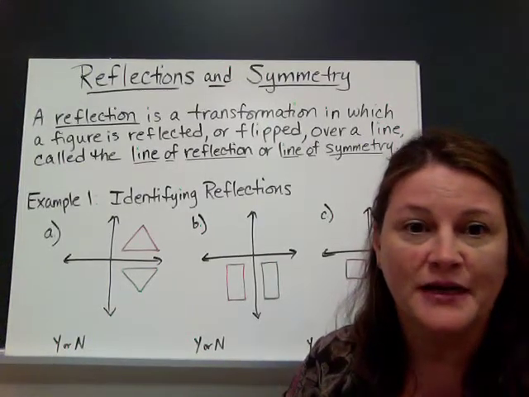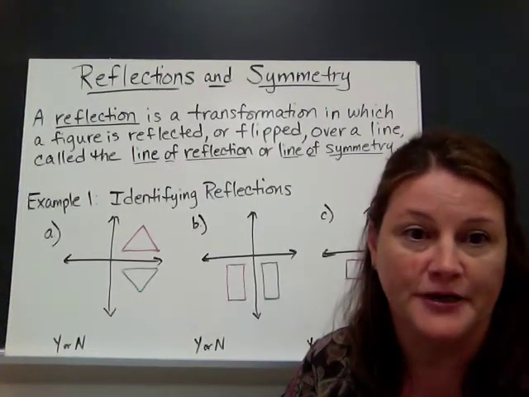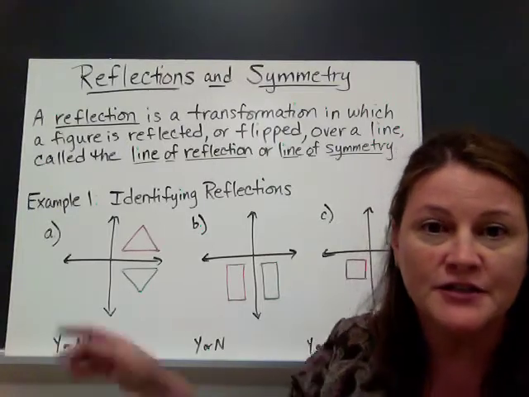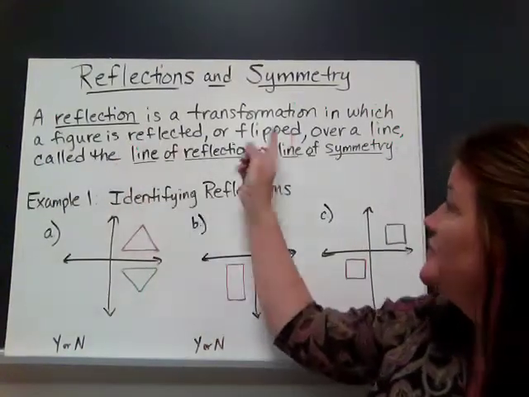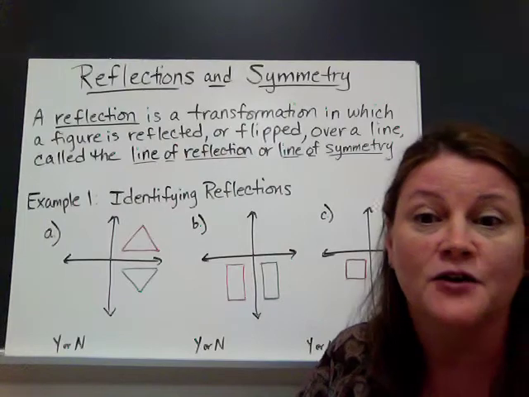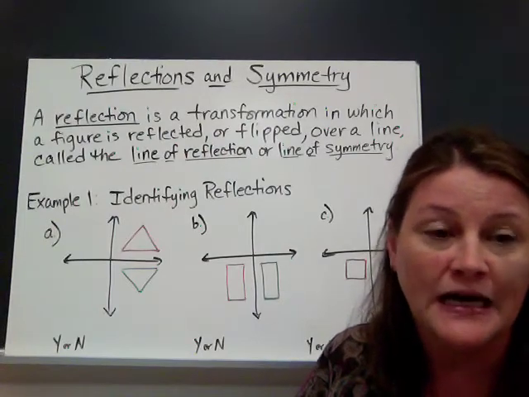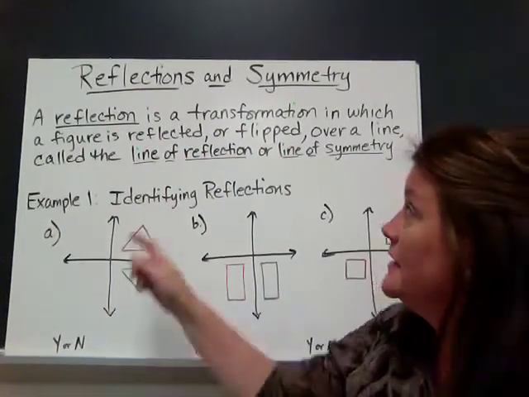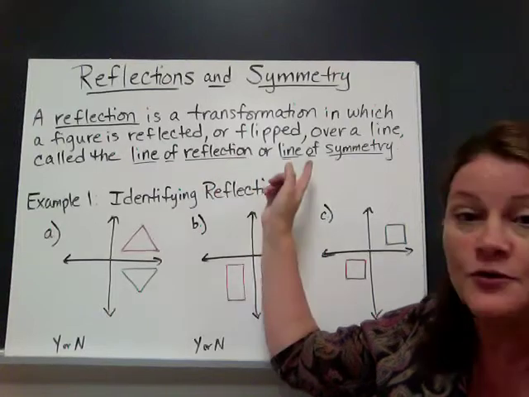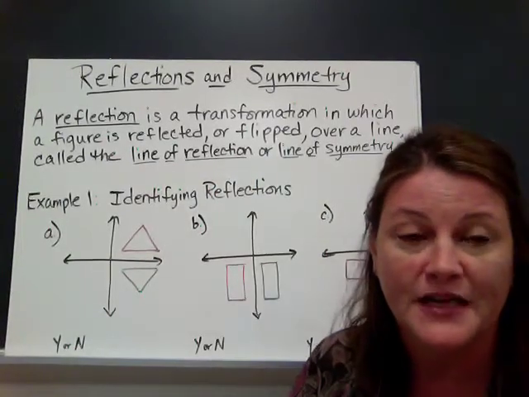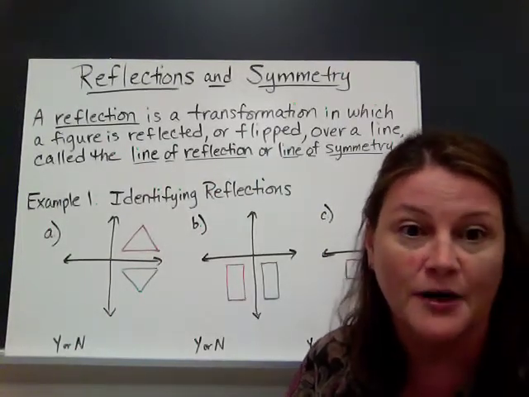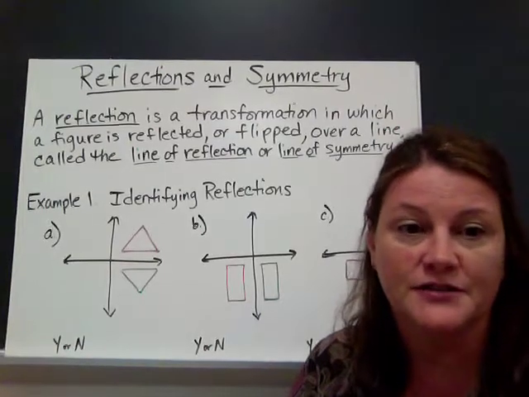Today we're talking about reflections and symmetry. A reflection is a transformation in which a figure is reflected or flipped over a line, and that line is called the line of reflection or the line of symmetry. Let's look at example number 1, identifying reflections.